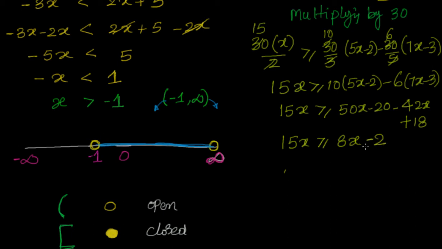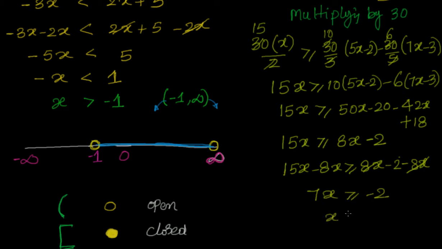So now I don't want 8x on the right hand side, so what I have to do is subtract 8x on both the sides. I'll have 8x minus 2 minus 8x, 8x cancels out. I'll have 7x greater than or equal to minus 2, or x greater than or equal to minus 2 by 7.